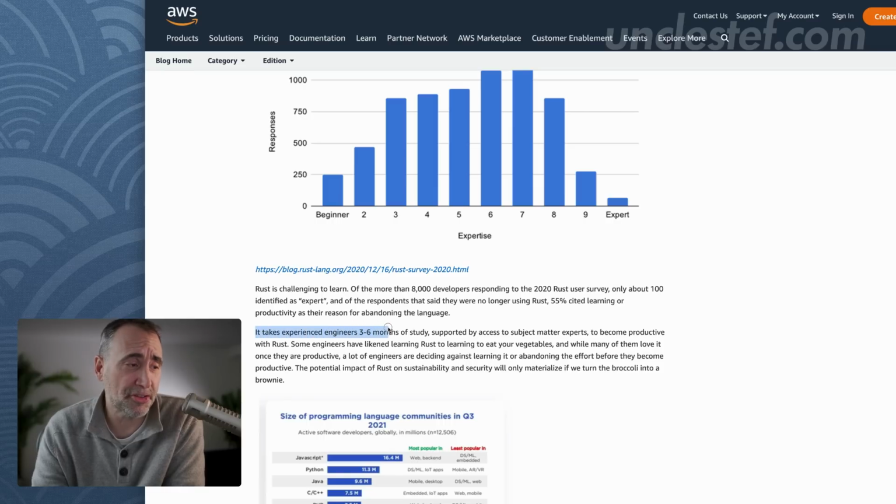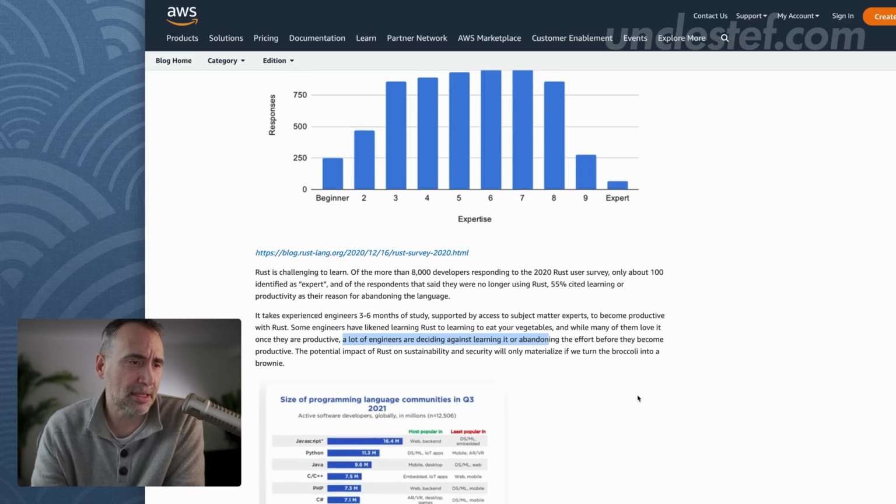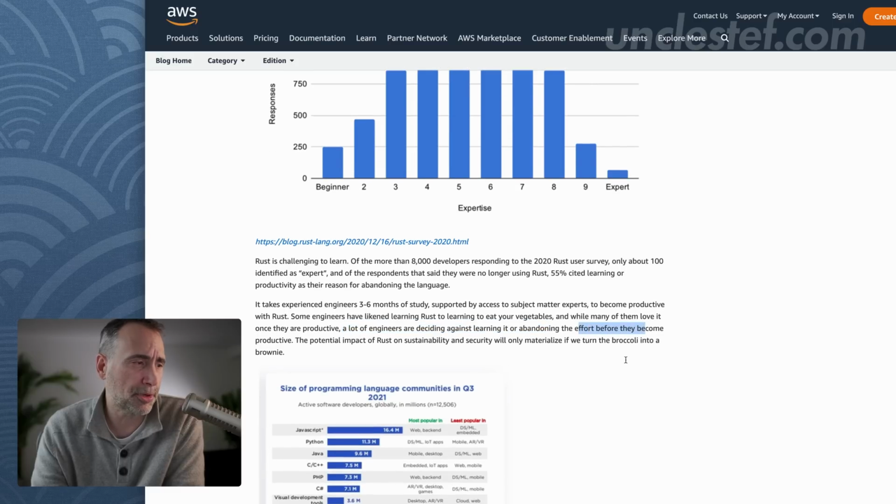It takes experienced engineers 3 to 6 months of study, supported by access to subject matter experts. So you've got experienced engineers, people who already know how to code. It takes them 3 to 6 months to get productive with Rust when they have access to Rust experts. Some engineers have likened learning Rust to learning to eat your vegetables. While many of them love it once they are productive, a lot of engineers are declining to learn it or abandoning the effort before they become productive.